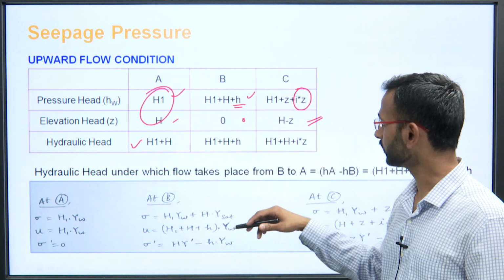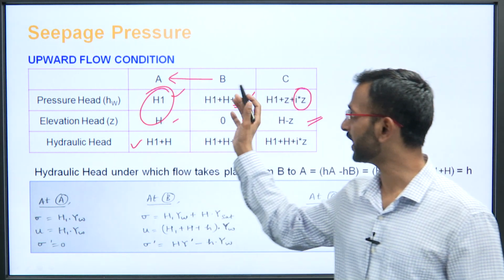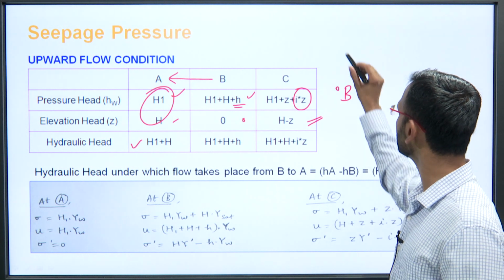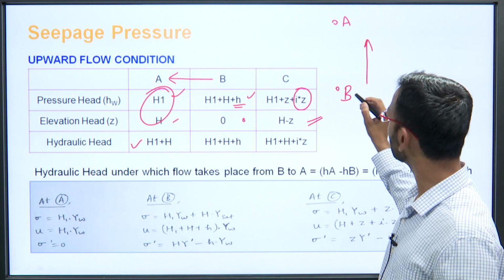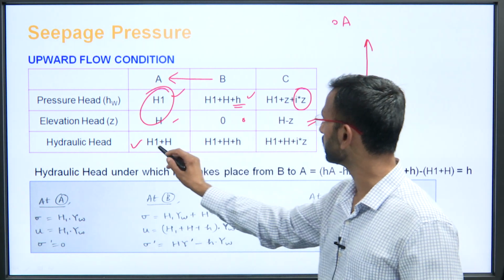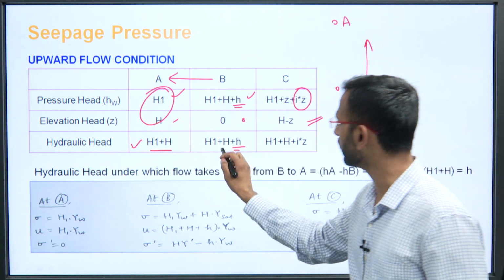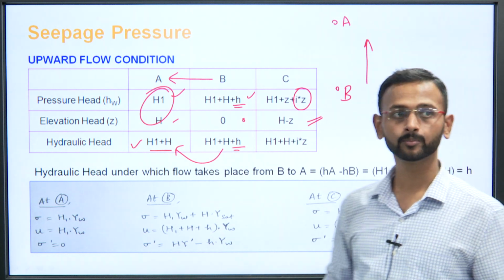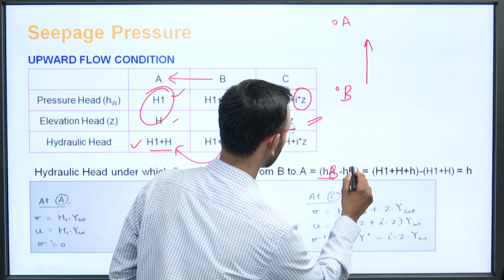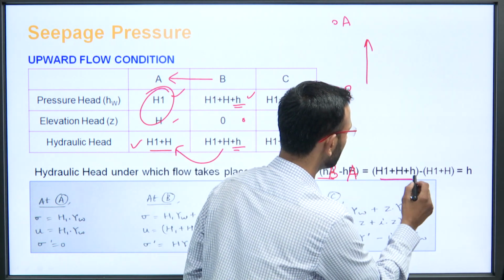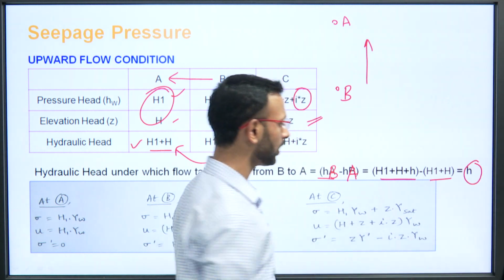Now, the flow is taking place from B to A. You understand this, because B was at this point, and A was at this point. It is an upward flow condition. So, obviously you see this H1 plus H is lesser than H1 plus H plus H. So, the flow will take place from this B end to A end. So, see here the head B minus head A. So, this comes out to be H1 plus H minus H1 plus H, which comes out to be small h.